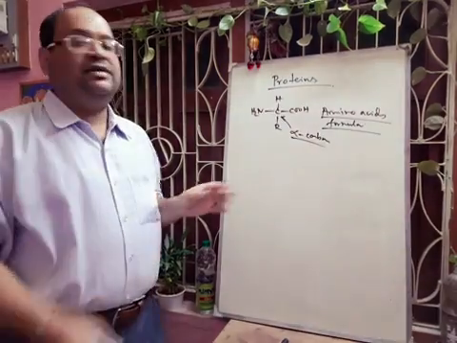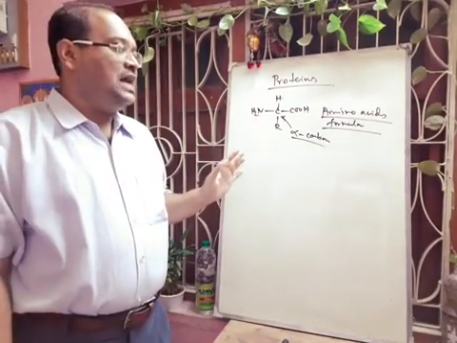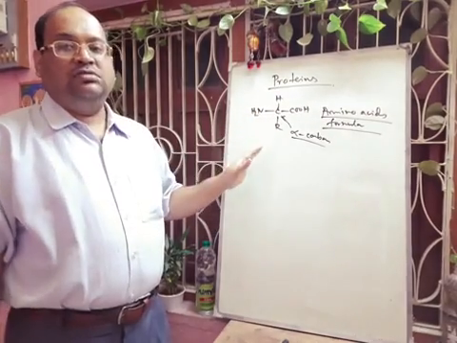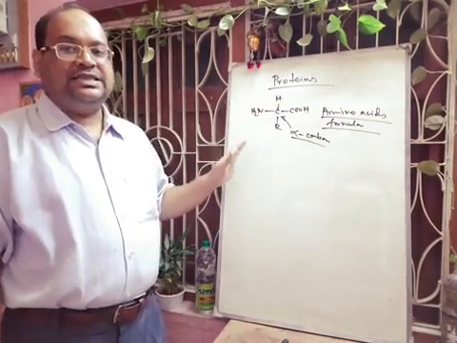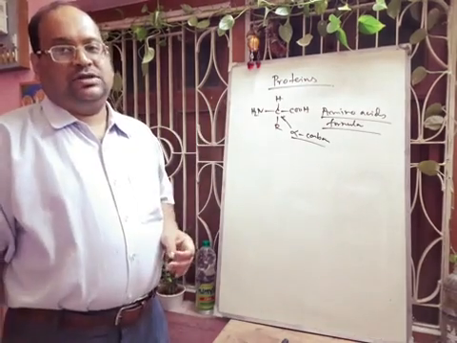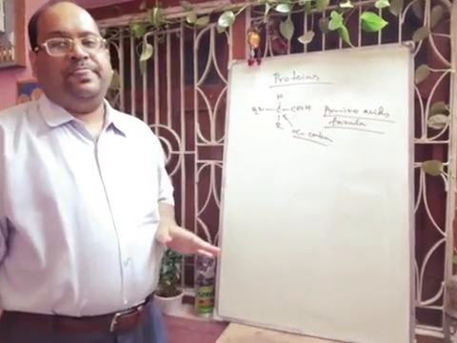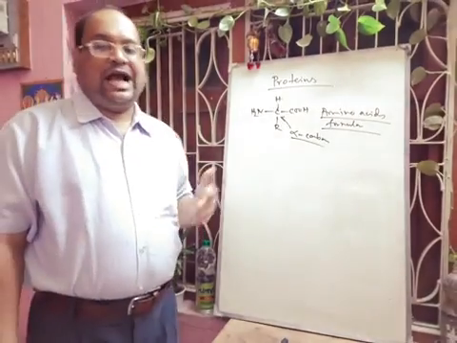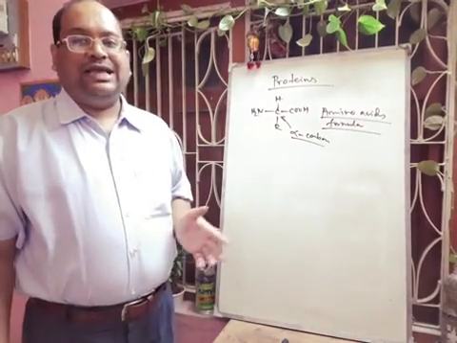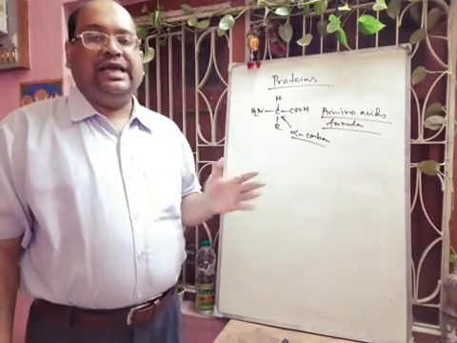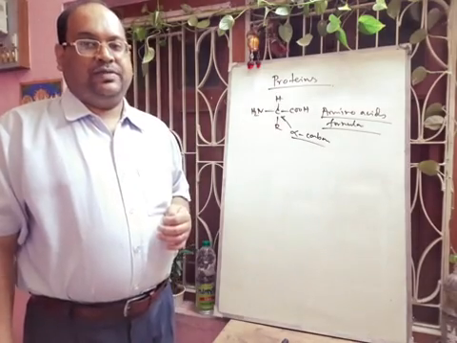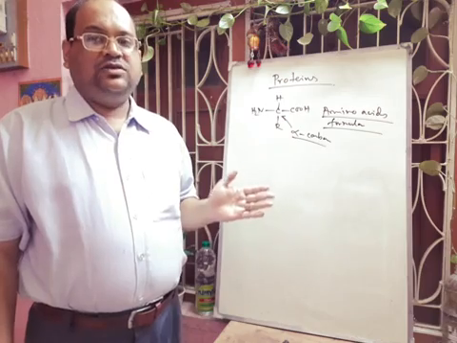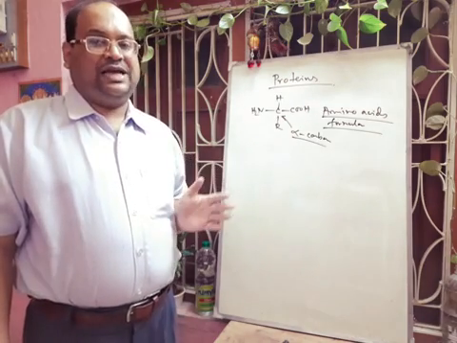And all alpha amino acids except glycine, when R is equal to H, this will be glycine, have a chiral carbon atom. That means they are optically active and have two optical isomers. However, all naturally occurring amino acids have L configuration, that means the NH2 group will be at the left side.